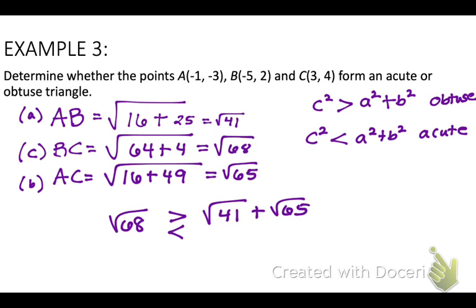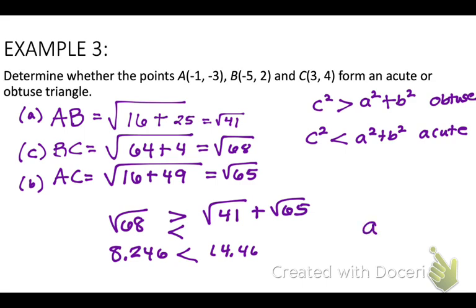So square root 68 is about 8.246. Square root of 41 plus the square root of 65. Make sure you close that parenthesis after the 41. That's 14.4, so definitely, yeah. So it's smaller. So what type of triangle do we have, Kenai? Cube. Yes. But, question.